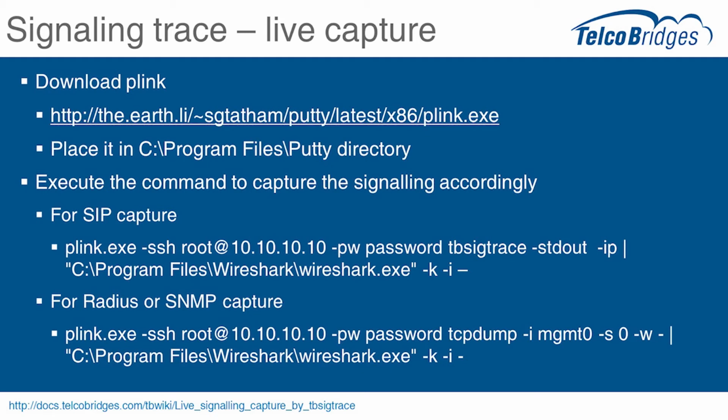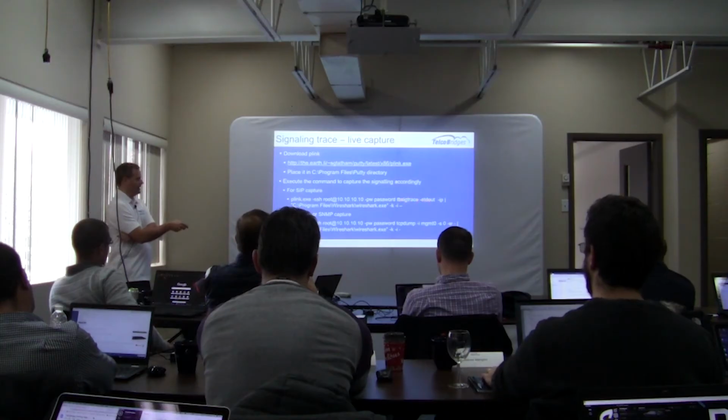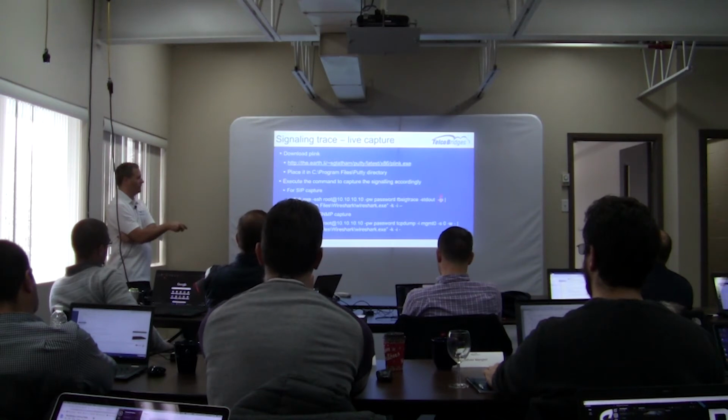So the procedure is like this. You download the PLink program. There's maybe others existing to do that, but that's the one I know how to make it work. You execute the command. For example, SIP capture, you use PLink. You put in PLink -ssh how to connect to the system, user and IP, password. Starting from here, it's the real command. So tbsigtrace -stdout. Here -IP, well, in this case, it's going to be the same as SIP, but you can just omit that.